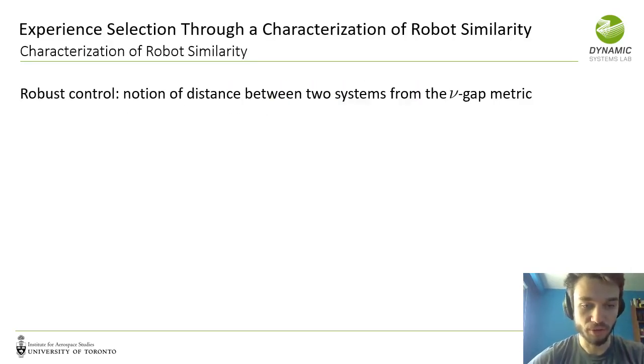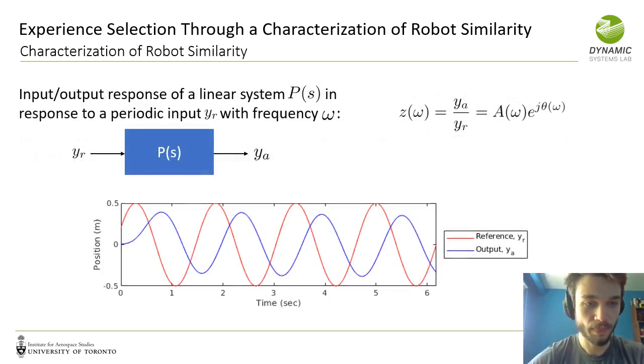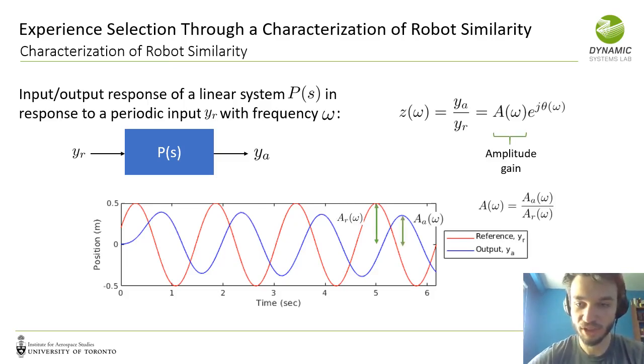From robust control, one notion of distance between two systems is the nu gap metric. And inspired by this, we propose a characterization of robot similarity that we can estimate from simple periodic experiments on the source and target robots. We characterize similarity based on the input-output response of the source and target robots to periodic inputs with the frequency omega, which for a linear system, you'll recall, for a particular frequency, can be characterized by a complex number z of omega, which is in terms of the amplitude gain, the ratio of the output shown here in blue and the reference shown here in red, and the phase shift, which quantifies the time delay from the reference to the output shown here at the bottom.